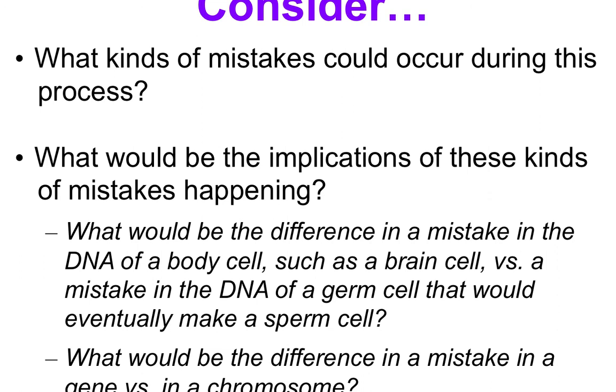And what would be the difference in a mistake in a gene that happened to a piece of that DNA versus an overall chromosome error altogether? What are the outcomes of this? Is there a difference in the mistake that would make on a huge chromosome versus a gene, a piece of that chromosome? Or what if there's just one mistake in a letter?